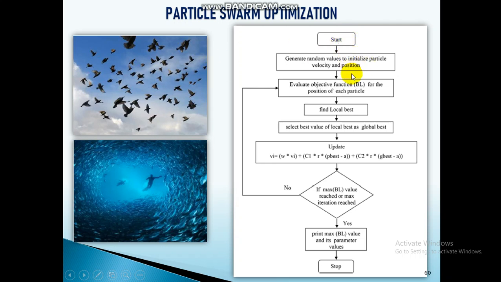PSO starts with a number of particles, an initial velocity of 0, and position also 0. By evaluating the bending load using the regression model, the local best is identified, and then it is compared with the global best. Next, the velocity and position are updated. Again, the local best is identified and compared with the global best. Like that, it goes on until it reaches the maximum iteration or bending load value, and then it stops.